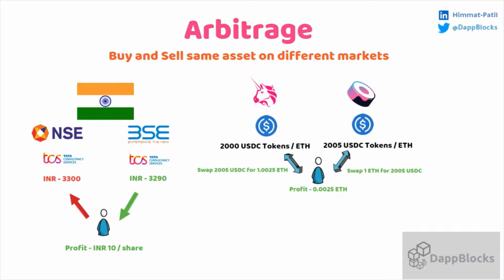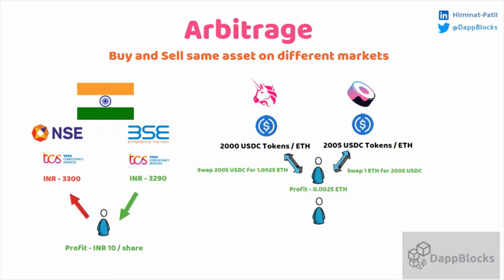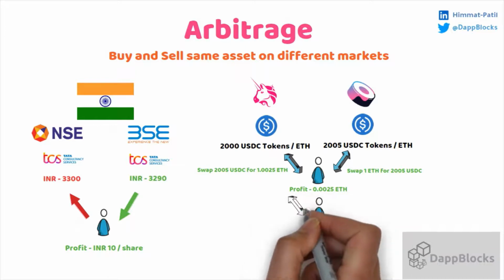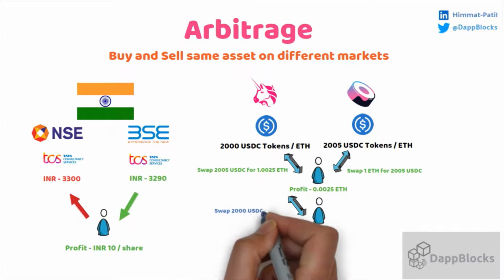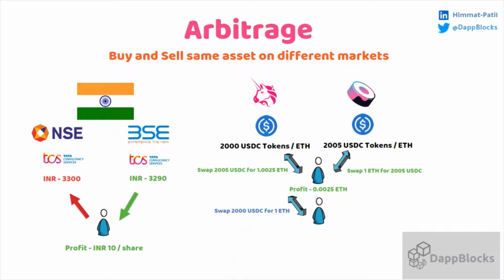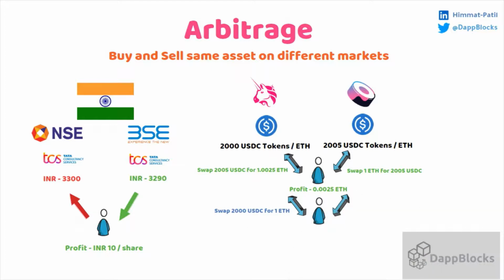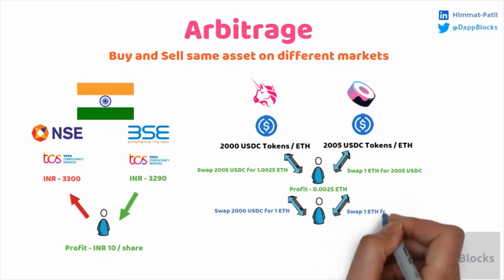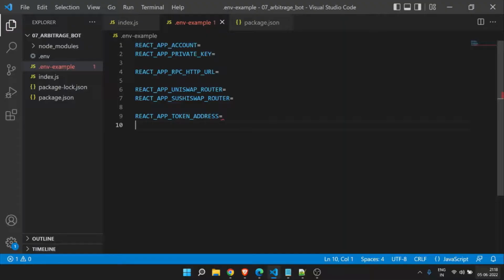Second scenario, you hold USDT and want to accumulate more USDT. Then you need to first swap 2000 USDT for ETH on Uniswap. You will receive 1 ETH and again swap that 1 ETH for USDT on Sushiswap. You will receive 2005 USDT. Here your profit is 5 USDT. This is how you can accumulate more USDT.